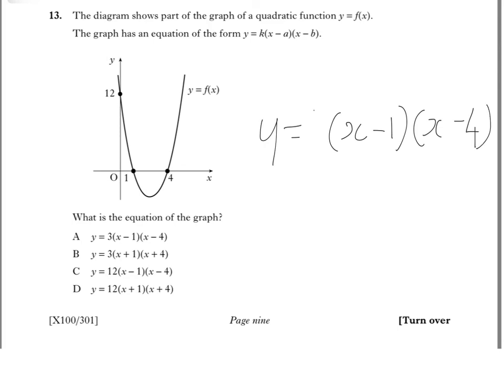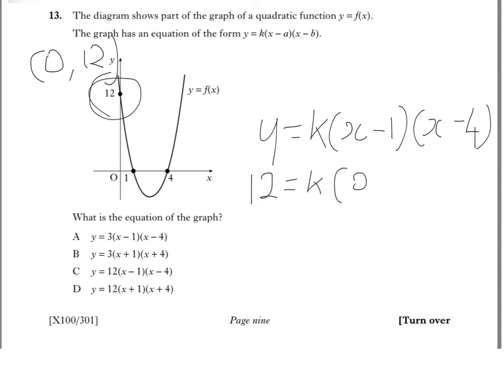In terms of the value in front, I'm not sure of that just now, so I put a proviso in front, which is k. I then use this point in the question to help me proceed, and this point is 0, 12. So the x coordinate is 0, and the y coordinate is 12. So wherever I see y, I'll replace it with 12. And where I see x, I'll replace it with 0. So now I've got 0 minus 1 times 0 minus 4.